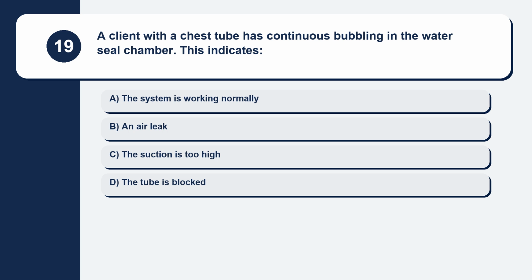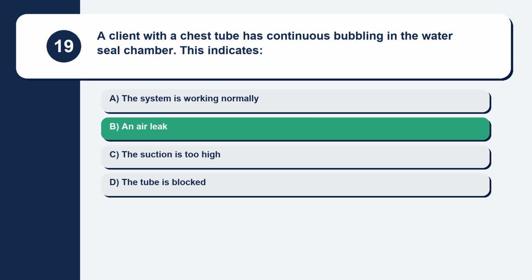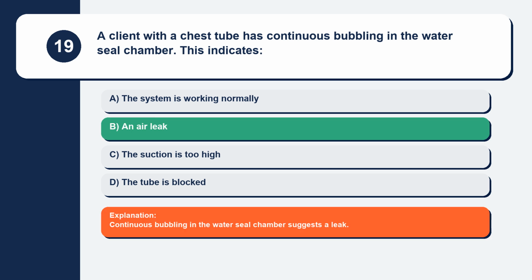Question 19. A client with a chest tube has continuous bubbling in the water seal chamber. This indicates the system is working normally. An air leak. The suction is too high. The tube is blocked. Continuous bubbling in the water seal chamber suggests a leak.